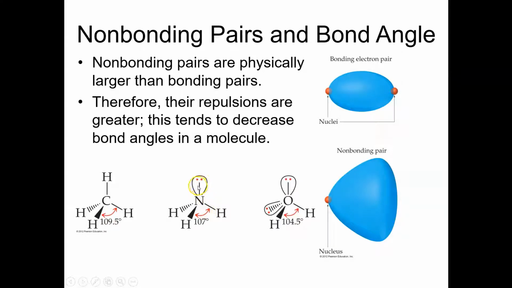For ammonia, which has one non-bonding pair, that HNH bond angle has now been squeezed to 107. And for water, which has two, that HOH bond angle has been squeezed to 104.5. You do not have to memorize or predict numbers like this, but you ought to be able to say on the AP exam that, for example, water has a bond angle that is slightly less than 109.5.